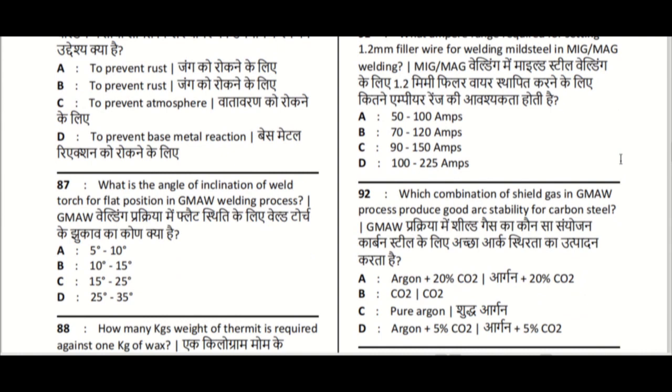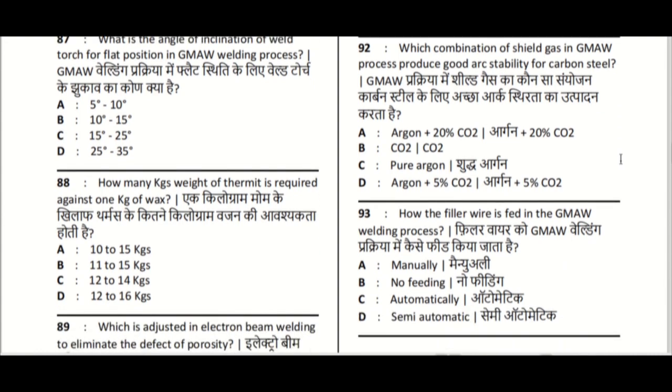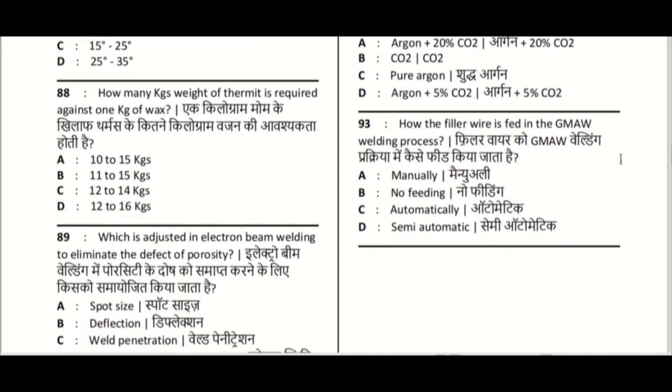What is the angle of inclination of the weld torch for flat position in gas metal arc welding process? Is 10 to 15 degree. How many kilograms of thermite are required against 1 kg of wax? It's around 12 to 14 kg.